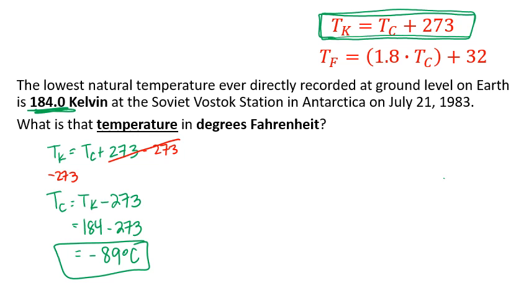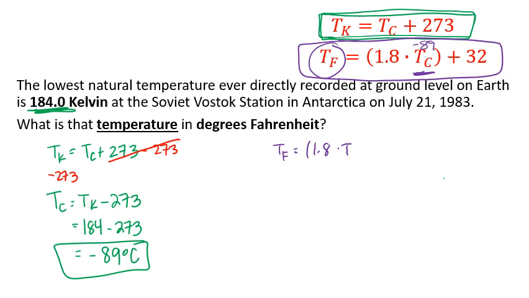Okay. Now that we know the temperature in Celsius, we can finally solve for temperature in Fahrenheit. So now we can use this equation. We just have to plug in the negative 89 value that we solved for the first time. So temperature in Fahrenheit equals 1.8 times temperature in Celsius plus 32. So 1.8 times a negative 89 plus 32. Using our order of operations, we plug this in our calculator, and you should get a value of negative 128.2.